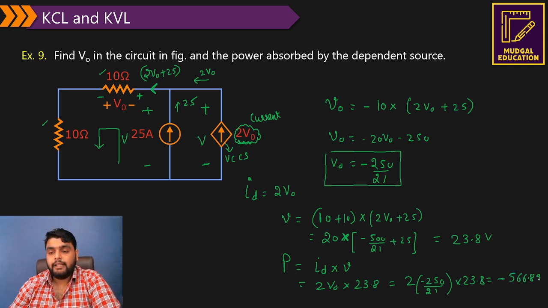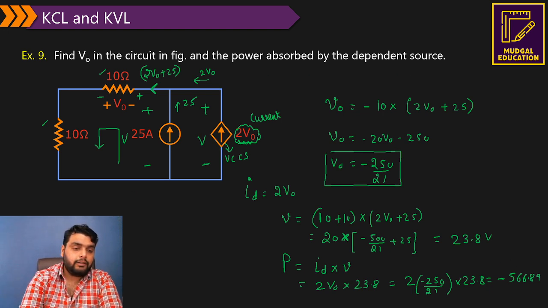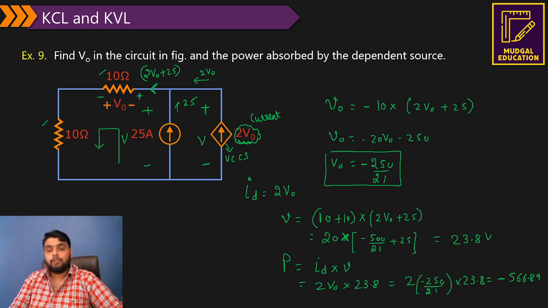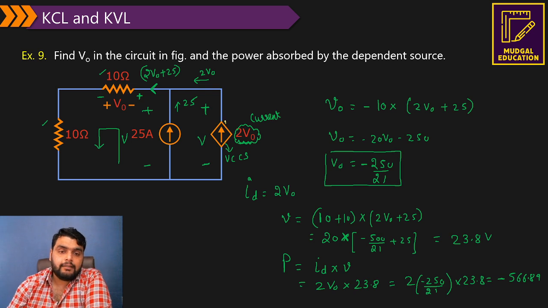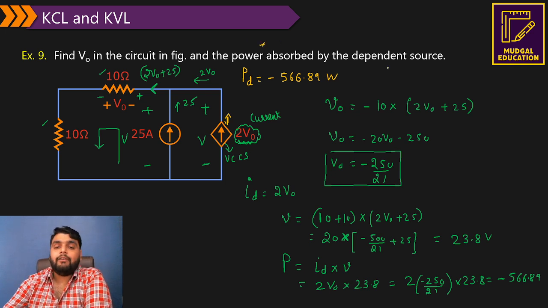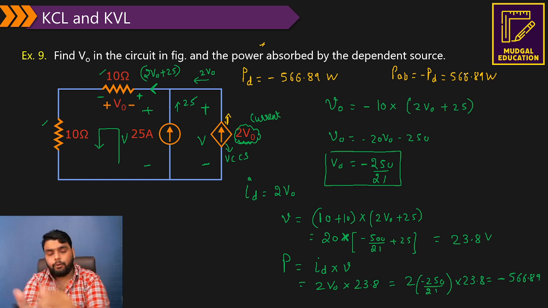Now understand this point. First of all, from the direction of current and the polarity, see what kind of power you have calculated, absorbing power or delivering power. This is a current source, the current is going in this direction, leaving the positive terminal, so we are actually calculating a power delivered. So this power of minus 566.89 watt is a power delivered, but they are asking for power absorbed. Power absorbed is the negative of power delivered, so it comes out to be 566.89 watt. So this is going to be the answer. Calculation you can check, but the important point is the concept.